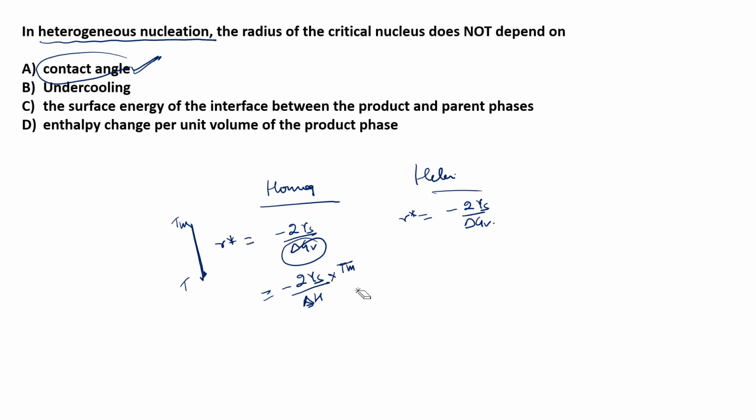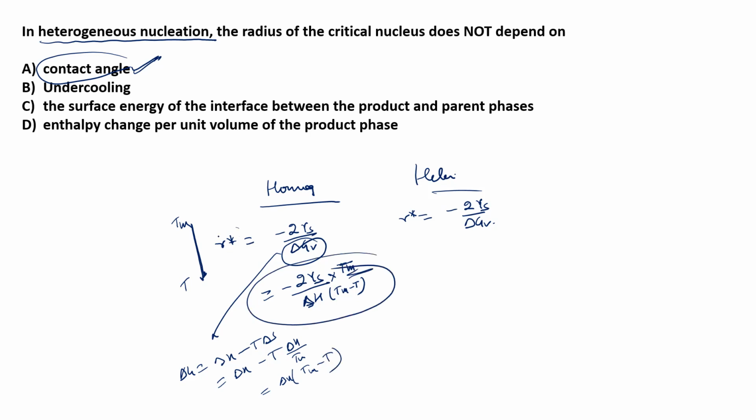Or we can write it like Tm minus T. Because delta H G is equal to delta H minus T delta H by Tm. So delta H times Tm minus T over Tm. So this R star depends on this undercooling, right? Here also same thing, so it depends.